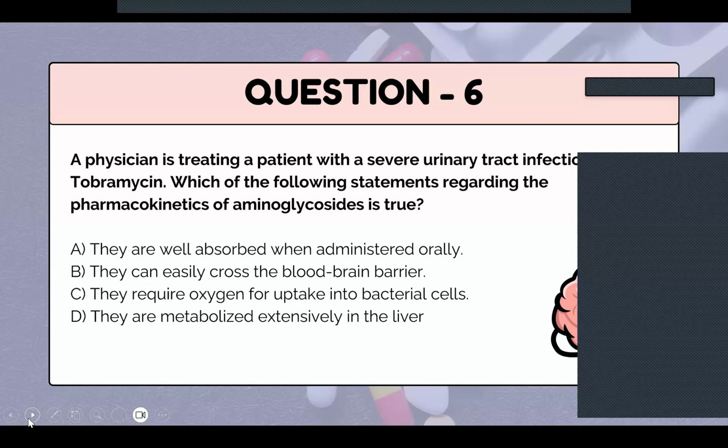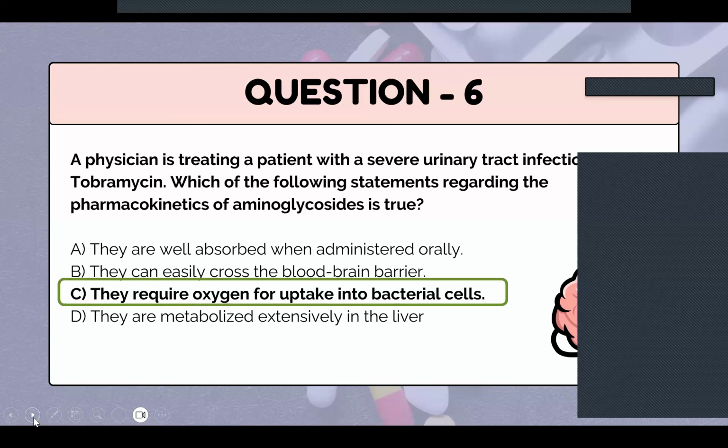A, they are well absorbed when administered orally. B, they can easily cross the blood-brain barrier. C, they require oxygen for uptake into bacterial cells. D, they are metabolized extensively in the liver. D. What did you say? D. Isn't it? I don't know, maybe C?